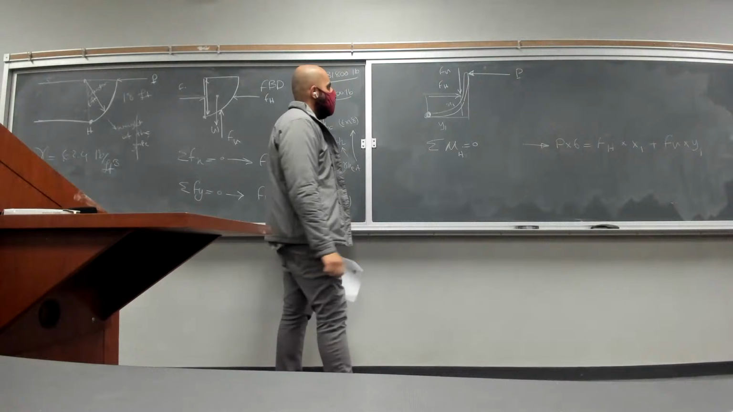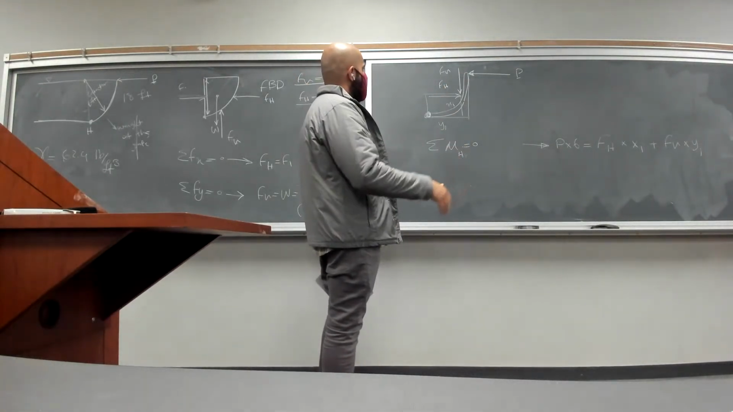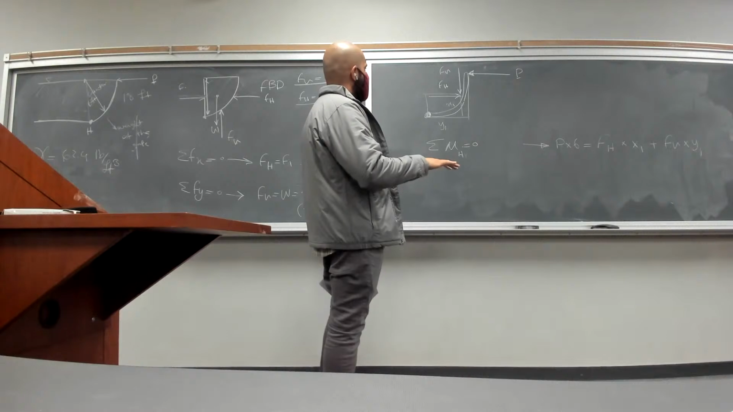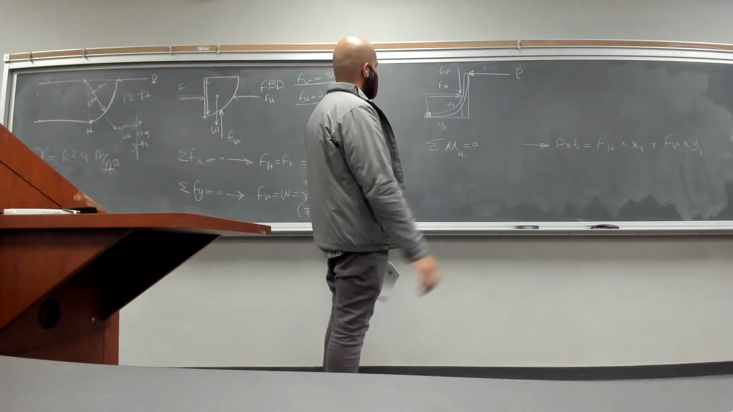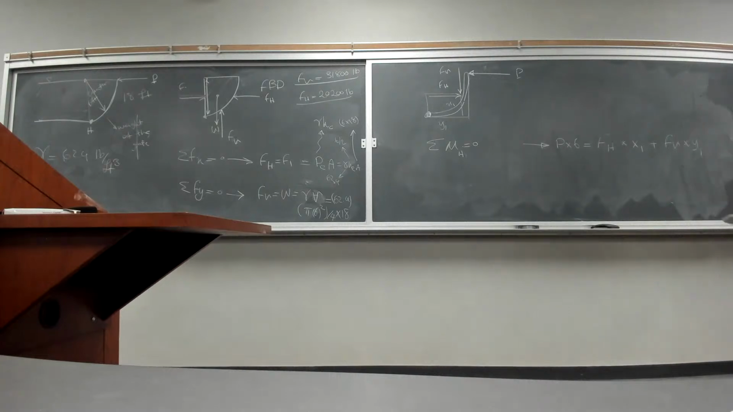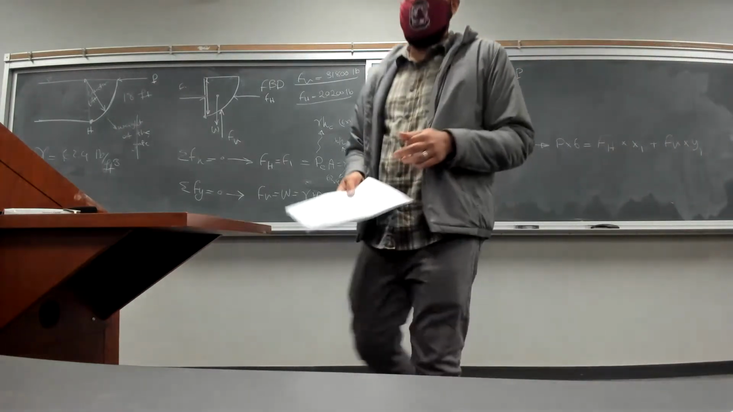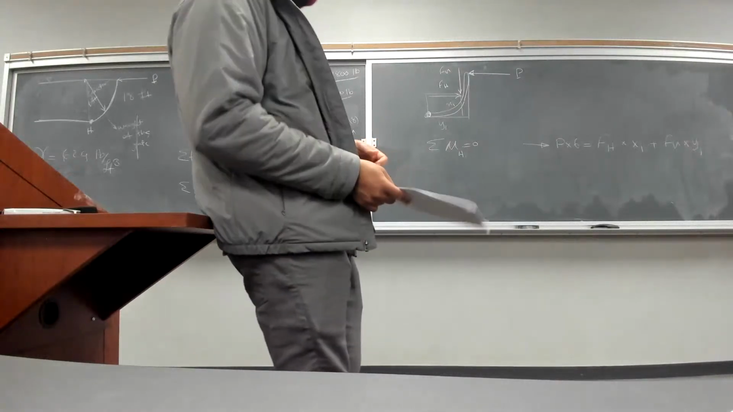And let's just make sure we are correct on the directions, FH and FV, right? The directions are correct. Okay, so P multiplied, yes. Why do I feel like someone's asking a question?